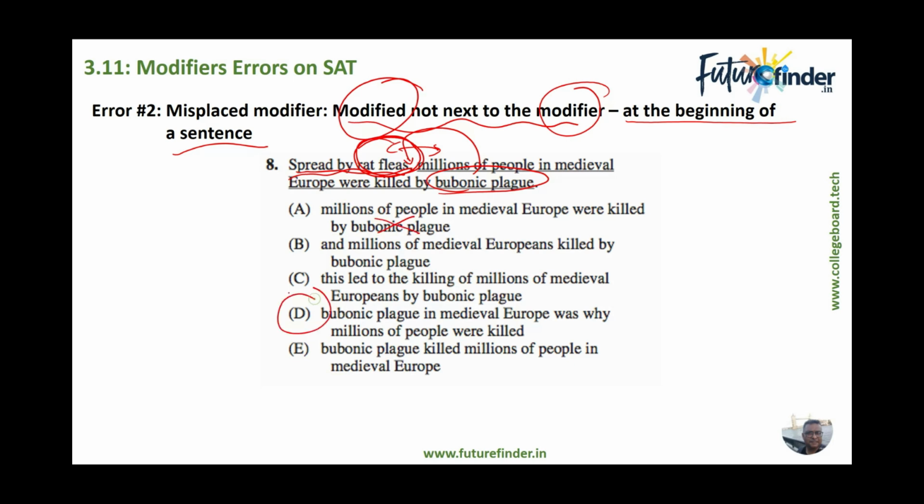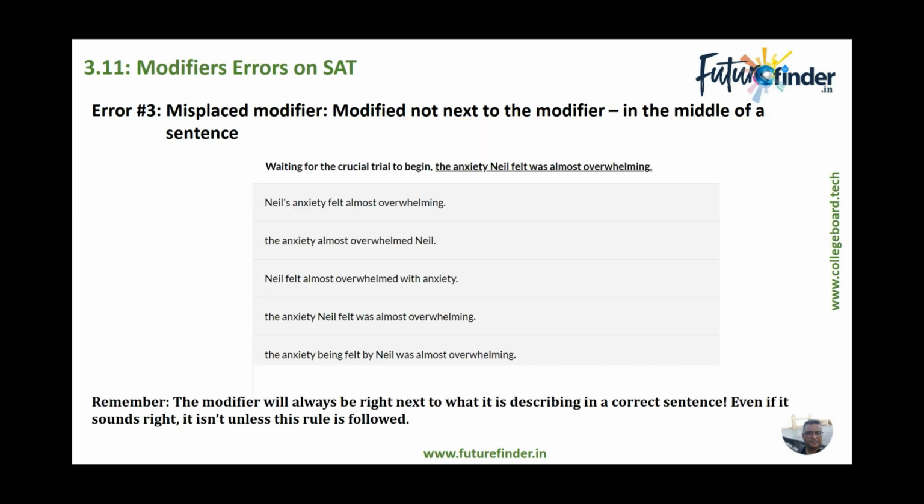So the most probable answers that I can see are D and E. Let's read through D and E. Bubonic plague in medieval Europe was why millions of people were killed, and bubonic plague killed millions of people in medieval Europe. Answer E looks to be the most convincing for me.